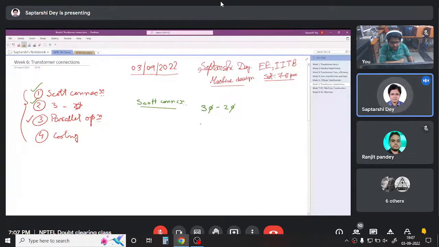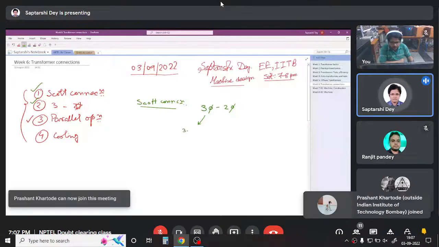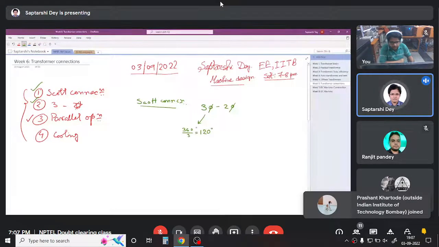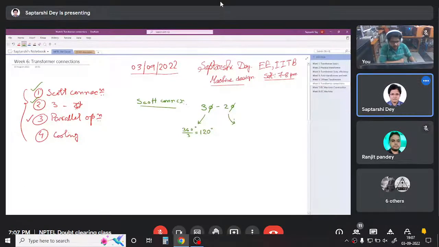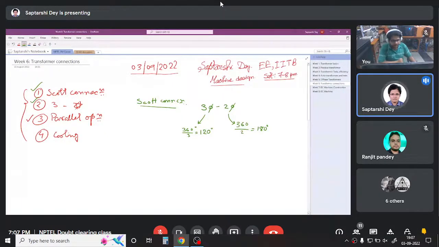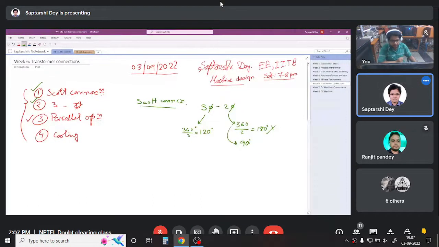Now in a 3-phase system, you know that the 3 voltages are 120-degree phase shifted. We know the math, 360 by 3 is 120 phase shifted. Easy to understand. But what about 2-phase? This calculation says that 2-phase should have 360 by 2, 180-degree shifted supplies. But is it true? This is not true for 2-phase. In 2-phase, the voltages and the currents are separated.